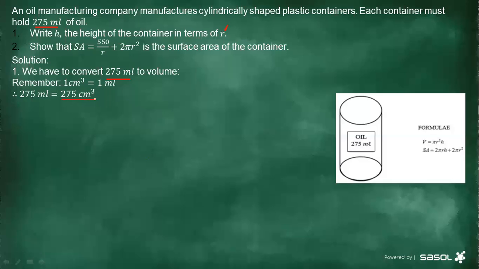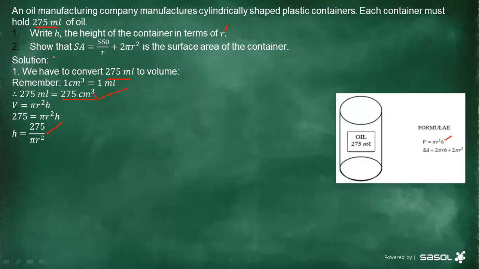Then, because we now have the volume from the scenario, the first thing we have to do is write the volume formula for this cylindrical shape. Fortunately, we have the formula for the cylinder. Just write the formula, then substitute the values we have. Because they said write h, we make h the subject by dividing both sides by pi r squared. This is what we get. That is the answer.